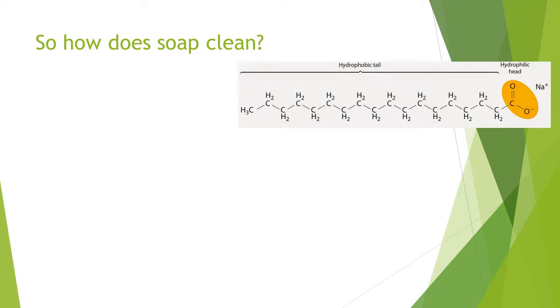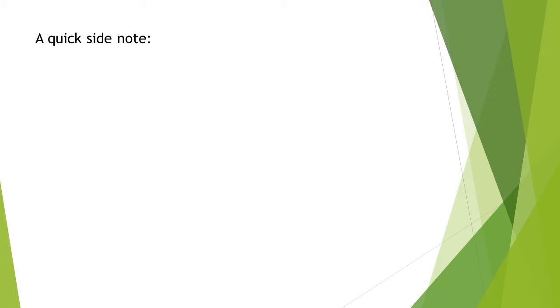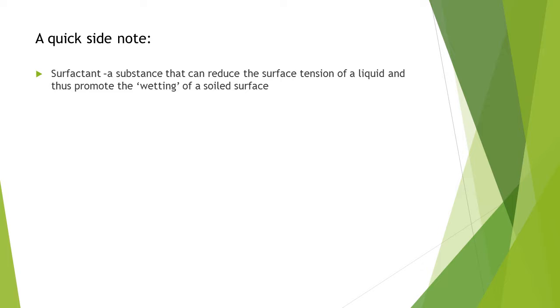Well, it results in the formation of an amphipathic molecule, meaning it contains both hydrophobic and hydrophilic parts. The process of saponification results in long, nonpolar hydrocarbon tails that are hydrophobic and polar heads that are hydrophilic. This process helps soap to clean. A quick side note, soap is also a surfactant, meaning it works to reduce the surface tension of water in order to increase its ability to clean.